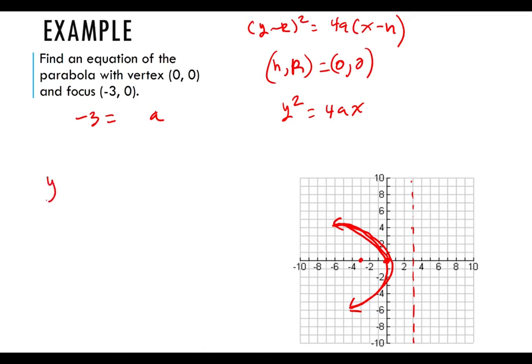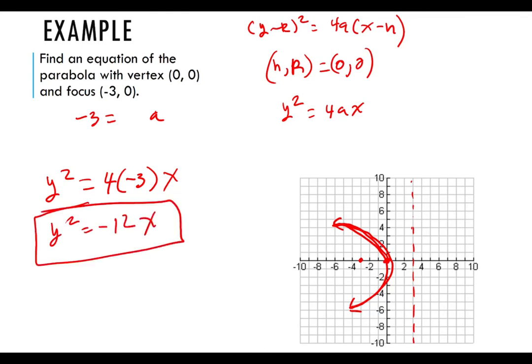And so now I have that the equation y squared is equal to 4 times negative 3 times x, or specifically y squared is equal to negative 12x. And so now I have an equation for this parabola. It didn't ask for me to sketch it. My sketch is definitely not to scale. Do not trust where the ordered pairs I've put are.